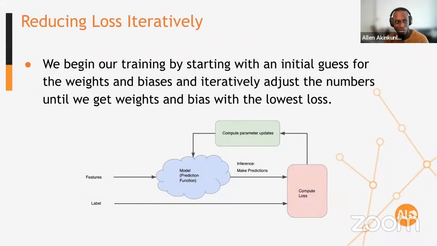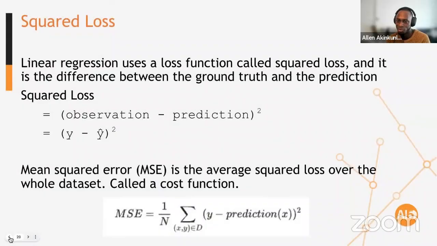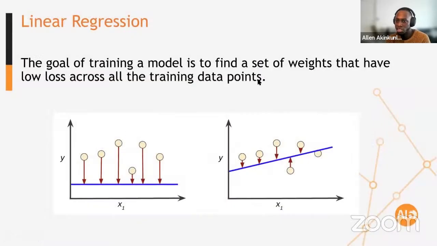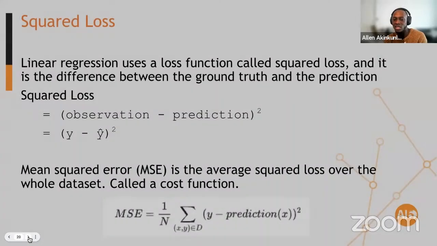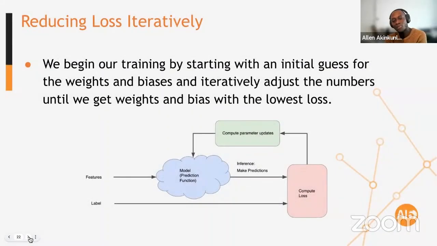Perfect. So that was a quick description of train and test, before we go into reducing loss. Because keep in mind, before this slide, I spoke about the goal, which is to find a set of weights that have low loss across all the training data sets, right? There are many lines you could draw, so iteratively, you want to find the one that gives you the lowest loss, right?